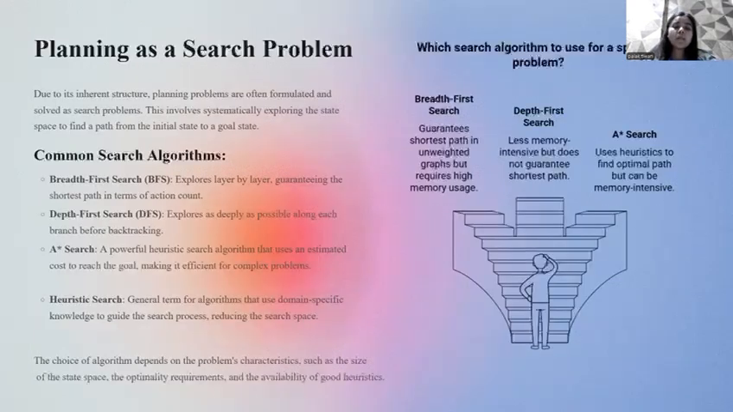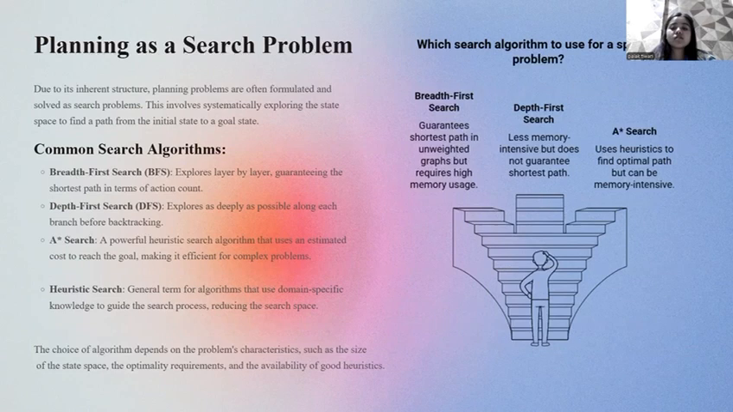Now, talking about planning as a search problem. AI planning can also be viewed as a search problem, where we explore different possible paths from start to goal. Common algorithms include breadth first search, which explores layer by layer, guaranteeing the shortest path in terms of action count. Depth first search explores as deeply as possible along each branch before backtracking.